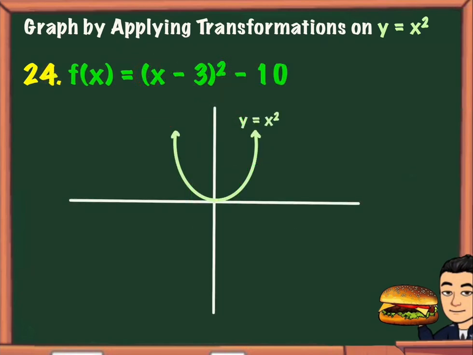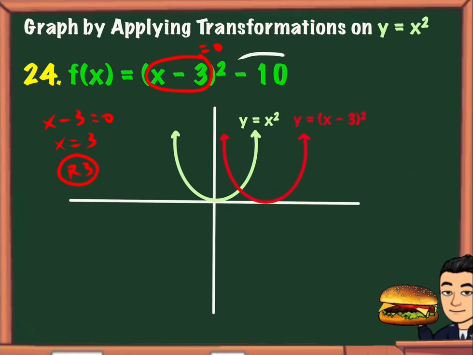For number 24, let's start with the parent function, y equals x squared. So let's take a look at x minus 3. You want to set it equal to 0 and solve for x. You got x equals 3. That means that we're going to go right by 3 units. So this is how it's going to look.